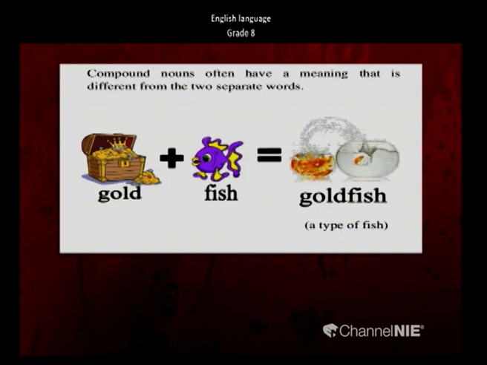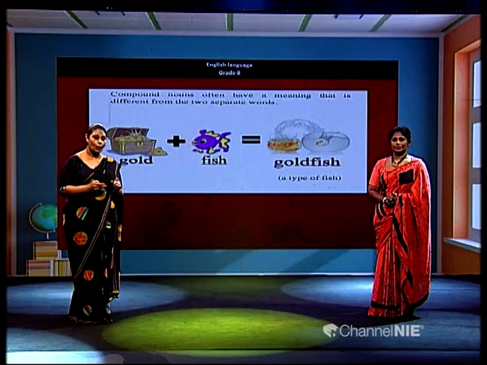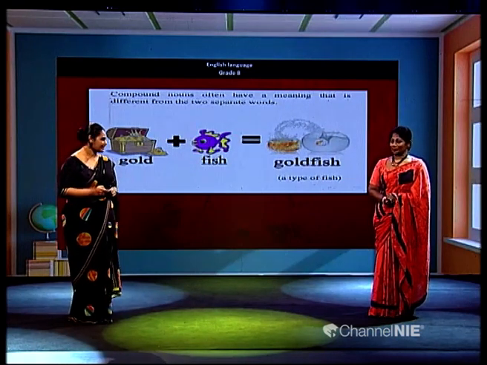Now look at this, children. Gold. What do you see there, Miss Niranji? A box full of gold. Yes, that's right. And then also you have a fish there. And what is the compound noun? It's goldfish. That's right. It's a type of fish, a name of a fish. And that is a compound noun. Goldfish is a compound noun. It has nothing to do with gold, right? It has nothing to do with the gold things that we wear, right?